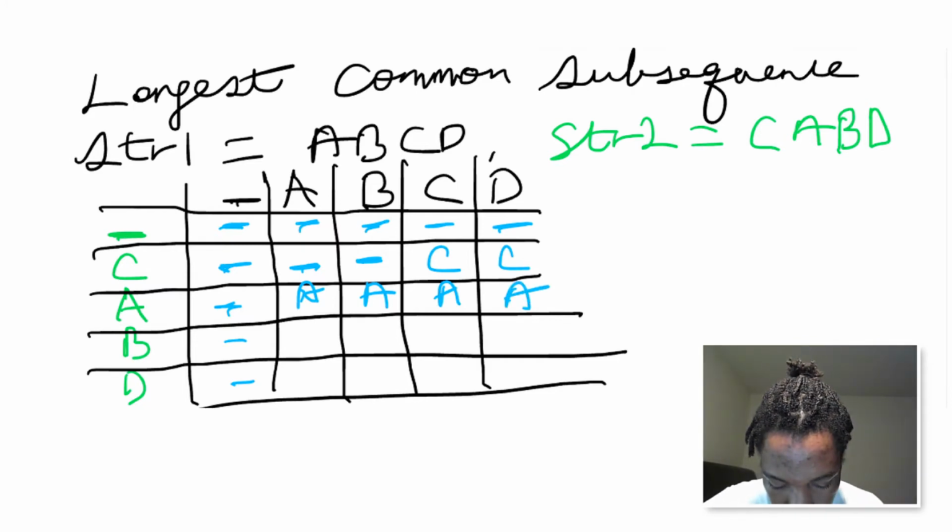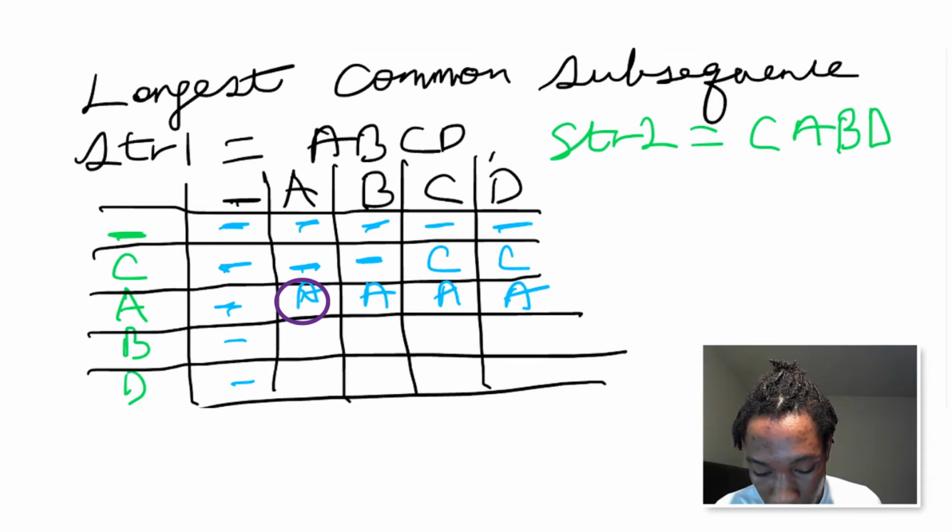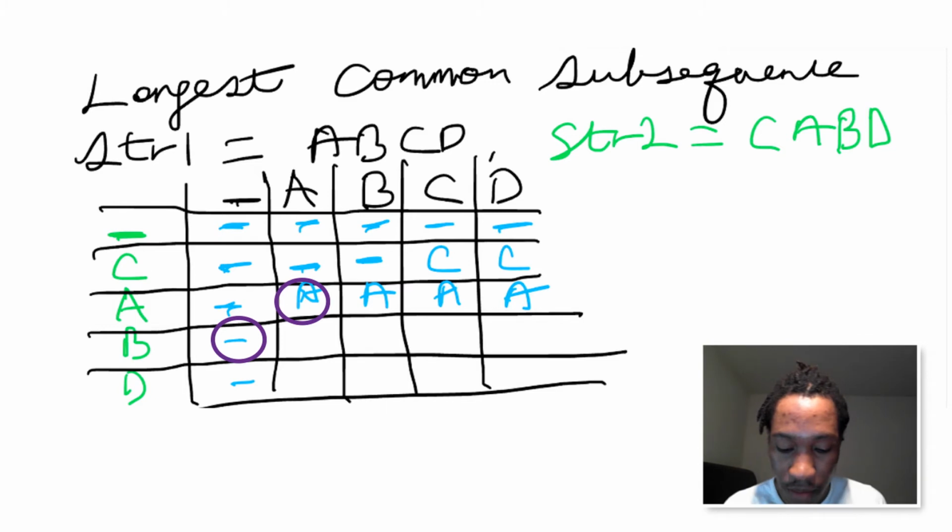And that's A. And then we get to B. So here, is B equal to A? We're comparing here. B is not equal to A. But what's the longest common subsequence without B? The longest common subsequence without B is A. And the longest common subsequence without A is the empty string. Compare A to the empty string. Which one's longer? A is definitely longer, so A.